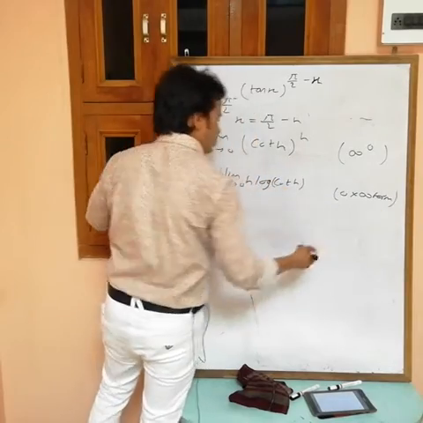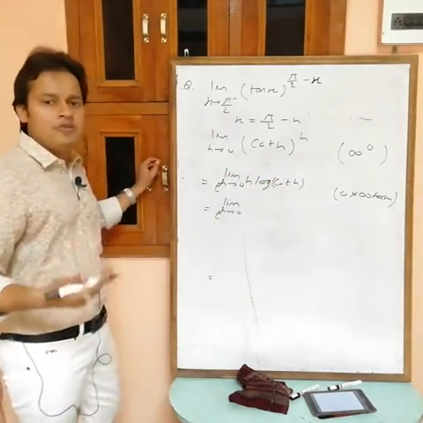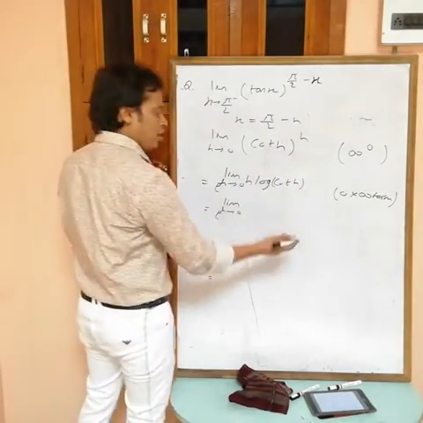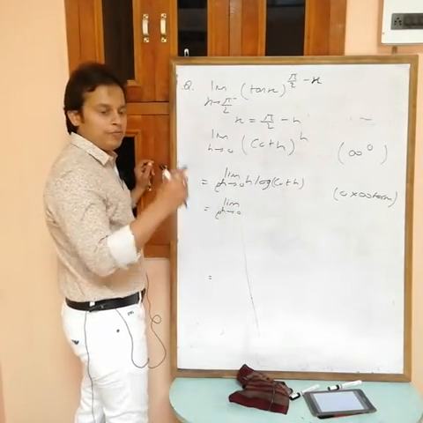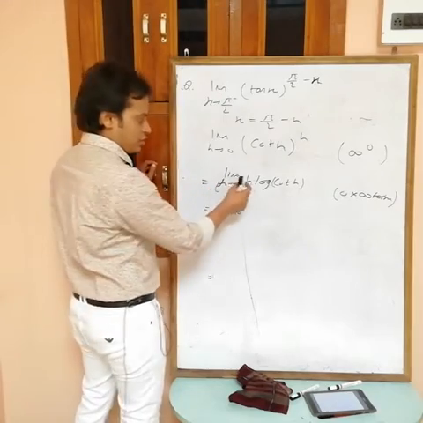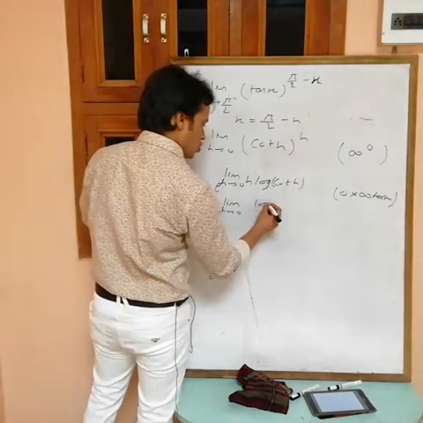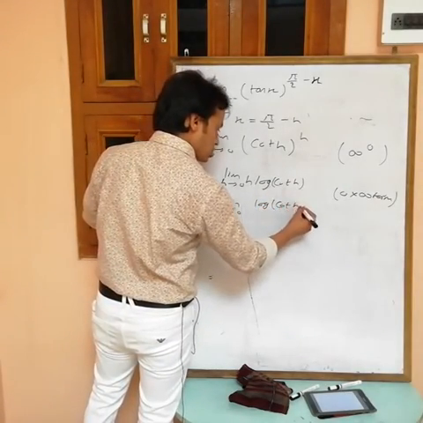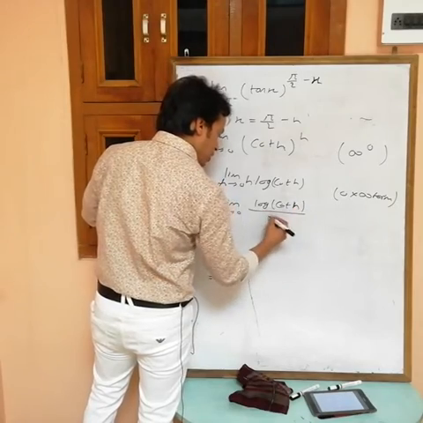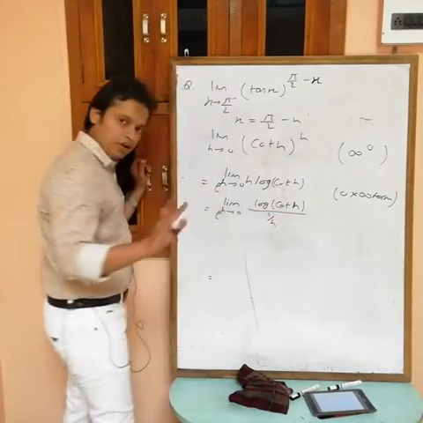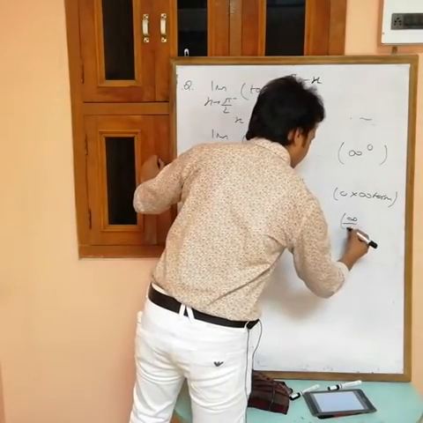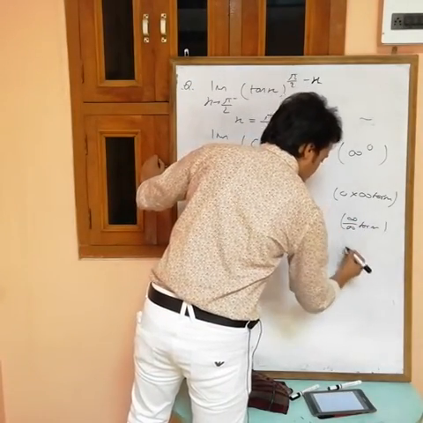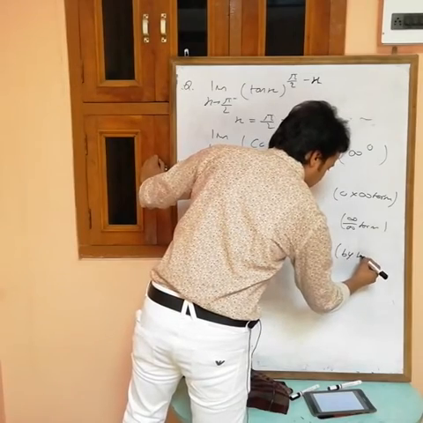So we have to convert this either into 0 by 0 form or infinity by infinity. So write any one in the denominator. I always write the simple term in the denominator. So log of cot h by 1 by h. Now this is infinity by infinity form, so I can use the L'Hospital rule.